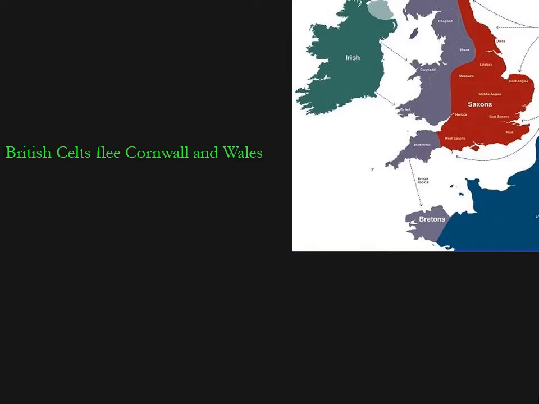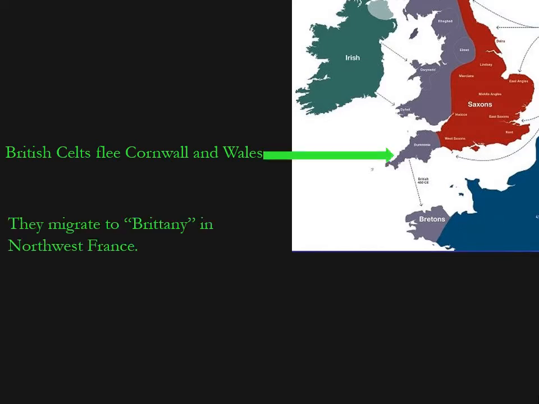British Celts, feeling the pressure of the invading Anglo-Saxons, flee Cornwall and Wales. They get in ships and they migrate to Brittany in northwest France. Now, why is it called Brittany? Because they named it after the Celts of Britain, Britons. So it's Little Britain. You may have heard of Brittany. They make spears. You may have heard of Britney Spears. Well, they were not that innocent.